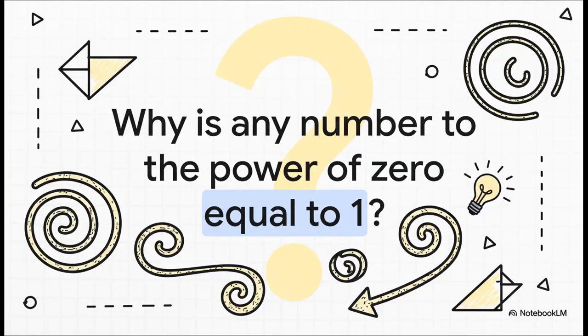And here it is, our first big mystery. What is the deal with this? Why is anything to the power of 0 equal to 1? I mean, it feels totally random, doesn't it? But it's not. There's actually a beautiful, simple proof hiding right in plain sight.